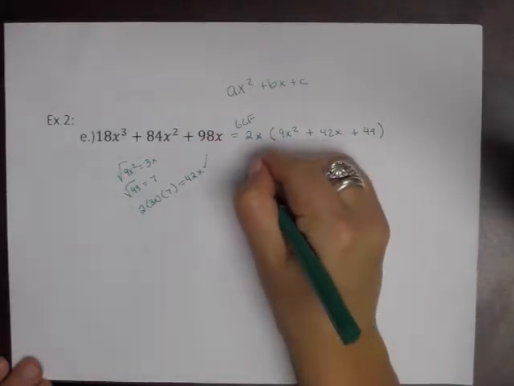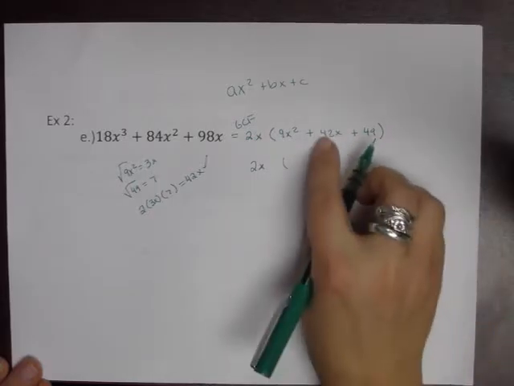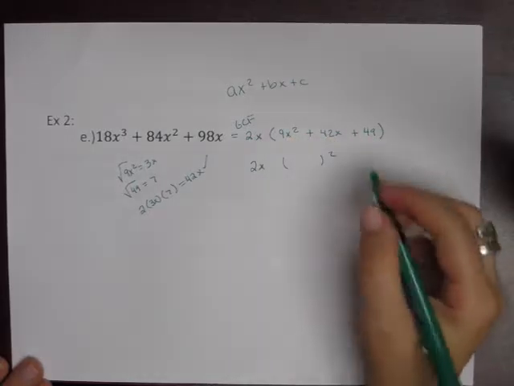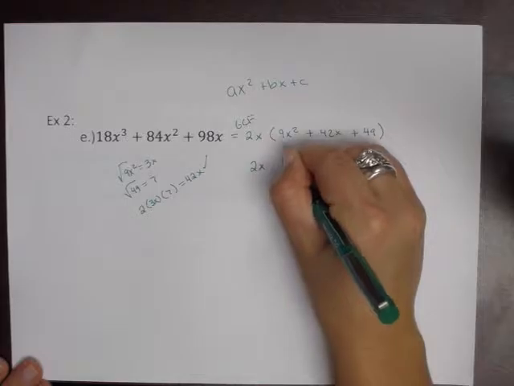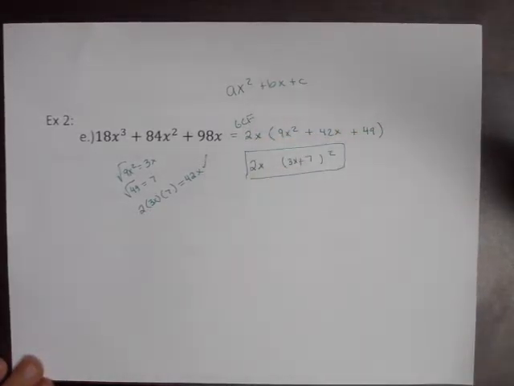completely matches. So I bring down my GCF of 2x, I set up my binomial squared, I see that it's positive between the first and the third term, so I put a positive, and I go 3x plus 7. And that is my answer.